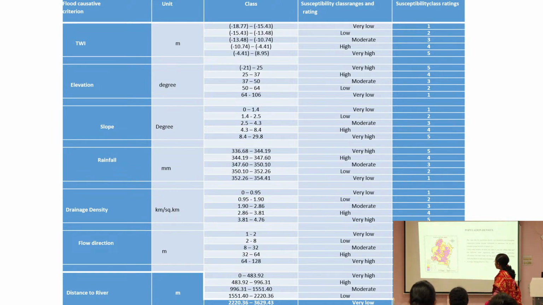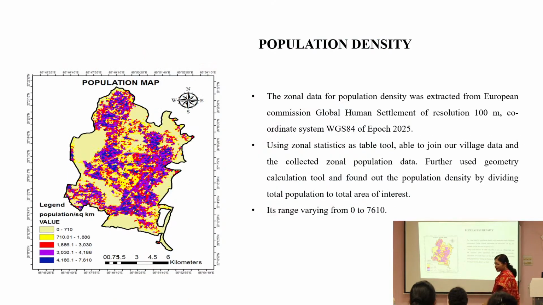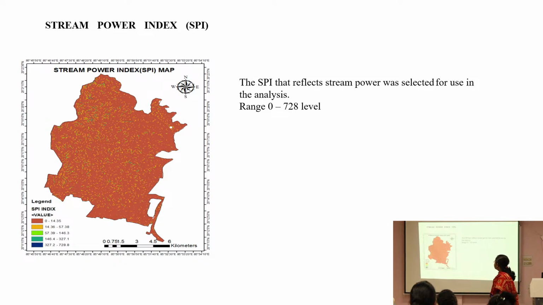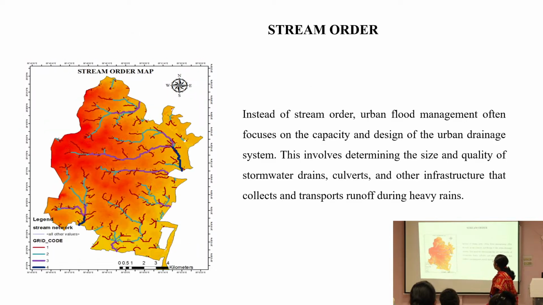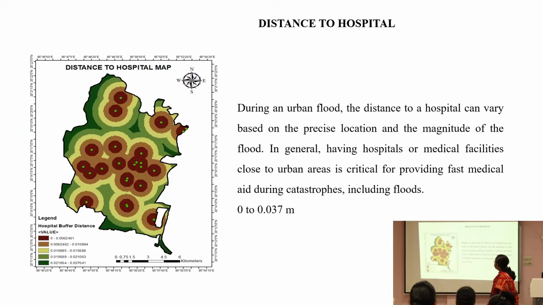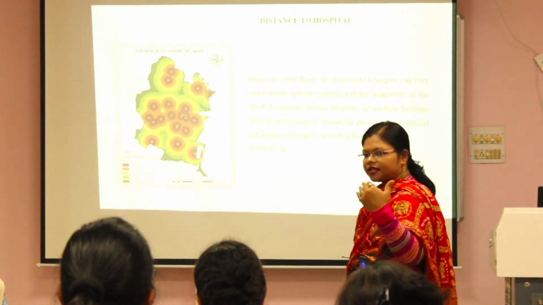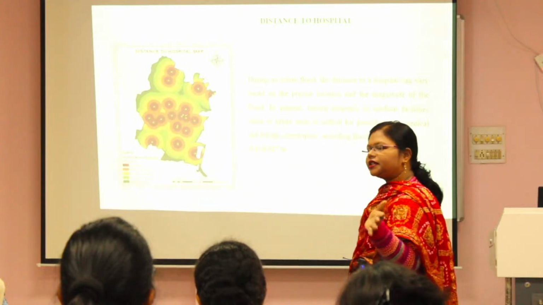Okay, now you prepare the population density map for the vulnerability. Population density, then terrain ruggedness index, which also depends upon the slope. Next is the stream power index, so this is also like the frequency of the stream order, then distance to hospital. So these are required because of the vulnerability. It means it is not only the affected area, it is also like a human being it is affecting. So hospital, how much distance it is, how long distance it is situated, that also is analyzed.